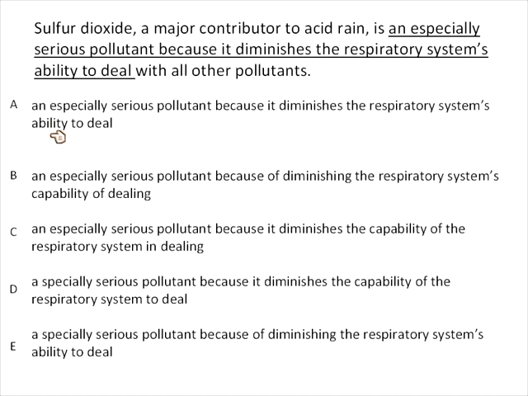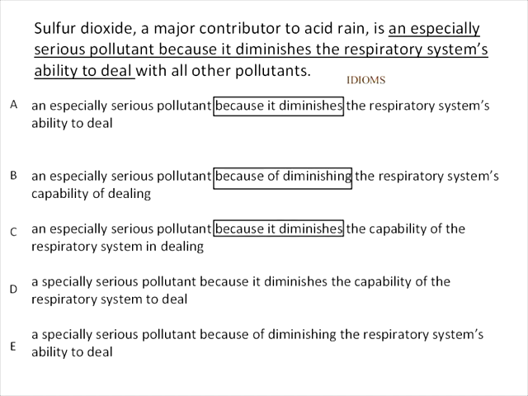So what I want to talk about here is, ironically, there are a lot of issues in this problem, most of which deal with idioms. In fact, there are several idioms in this problem. Let me indicate where some of those are. Let's highlight some of those that appear in this problem. One of them is "because it diminishes" versus "because of diminishing." That's an idiom split.